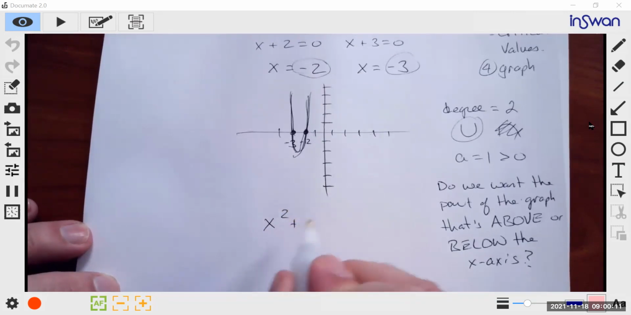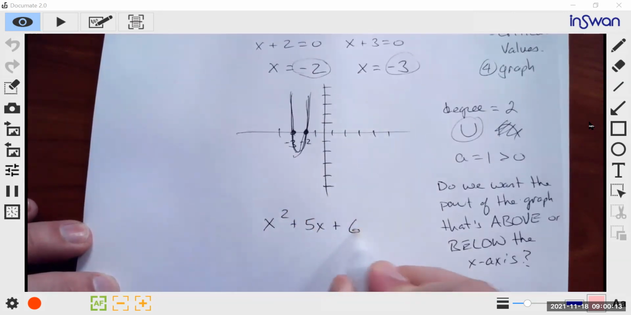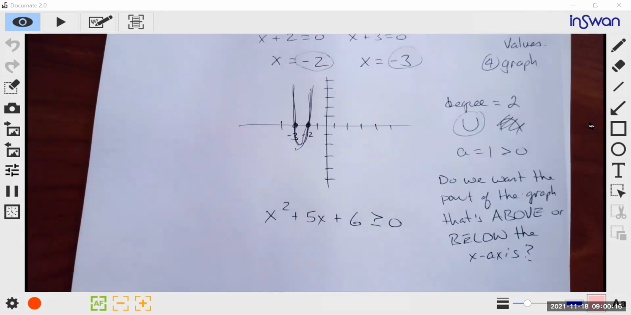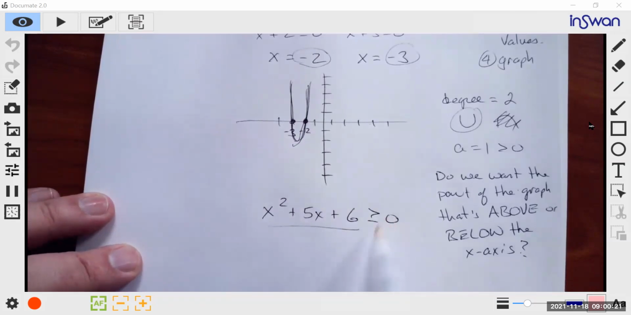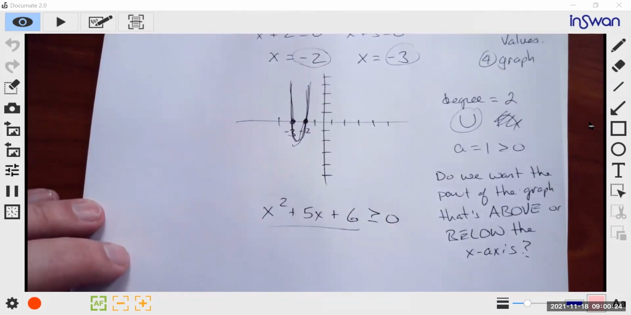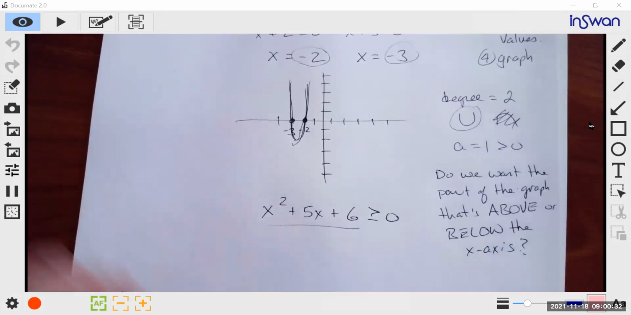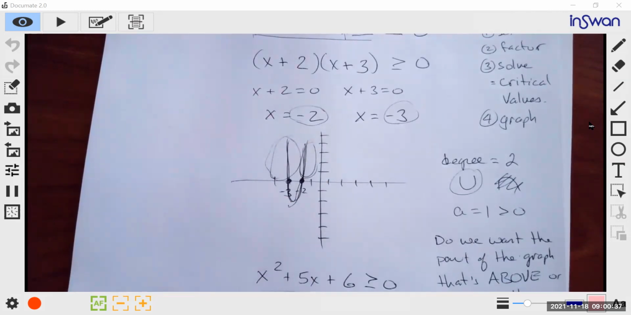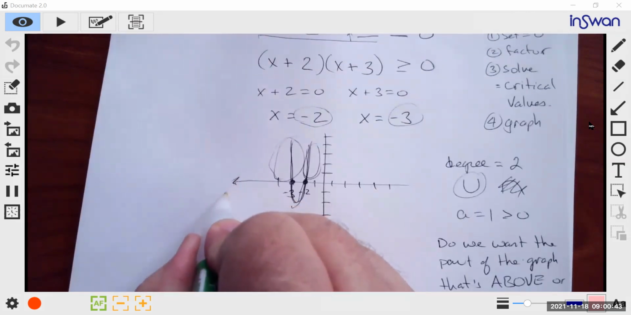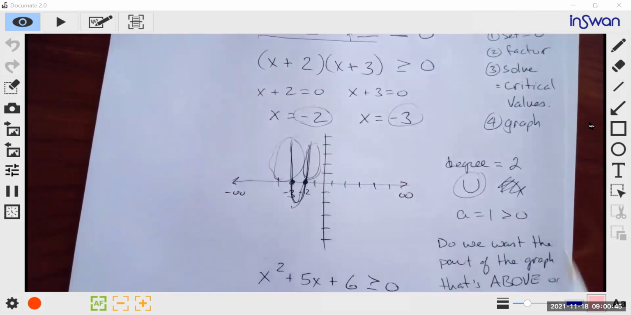Since this equation is greater than 0, is it above or below the x-axis? Above, because above the x-axis are the positive numbers, which are all greater than 0. So we only want the part of the graph that satisfies those parts. So what's the answer?